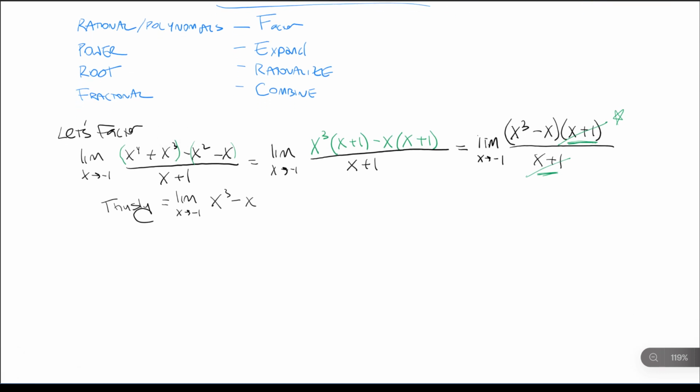And so we plug that in, and let's see what happens. -1 cubed minus -1 is equal to -1 plus 1, which is 0, which is not undefined, which means the limit exists at -1. It just happens to be equal to the value of 0.